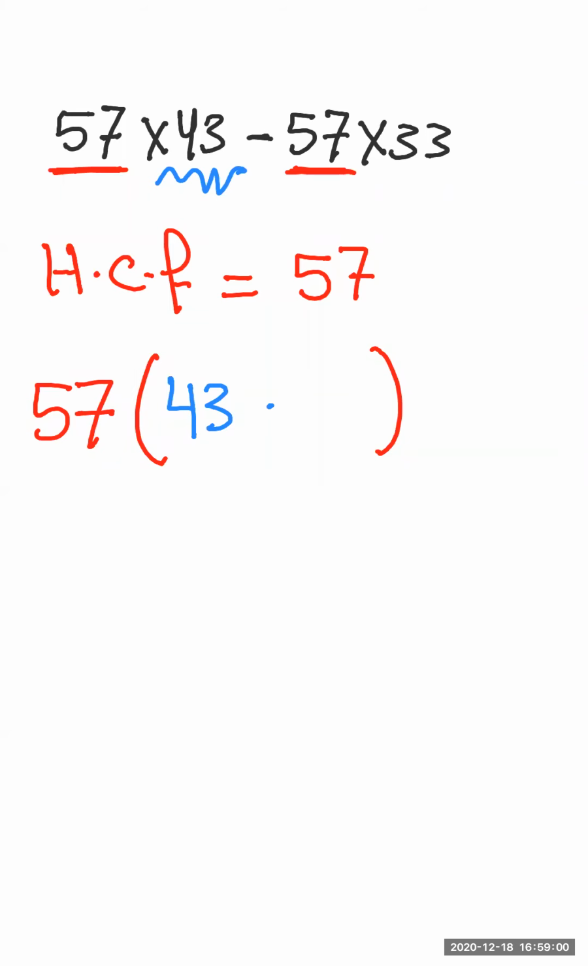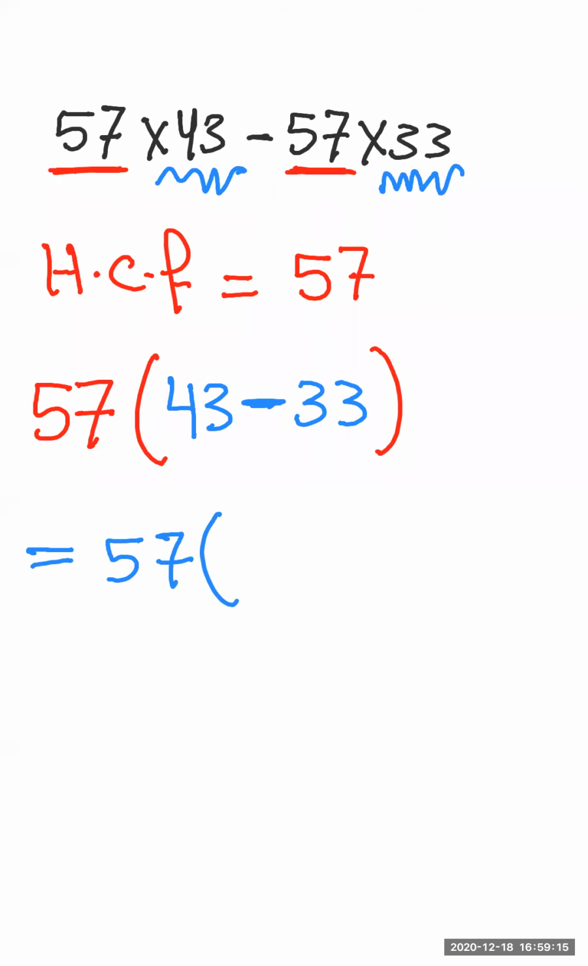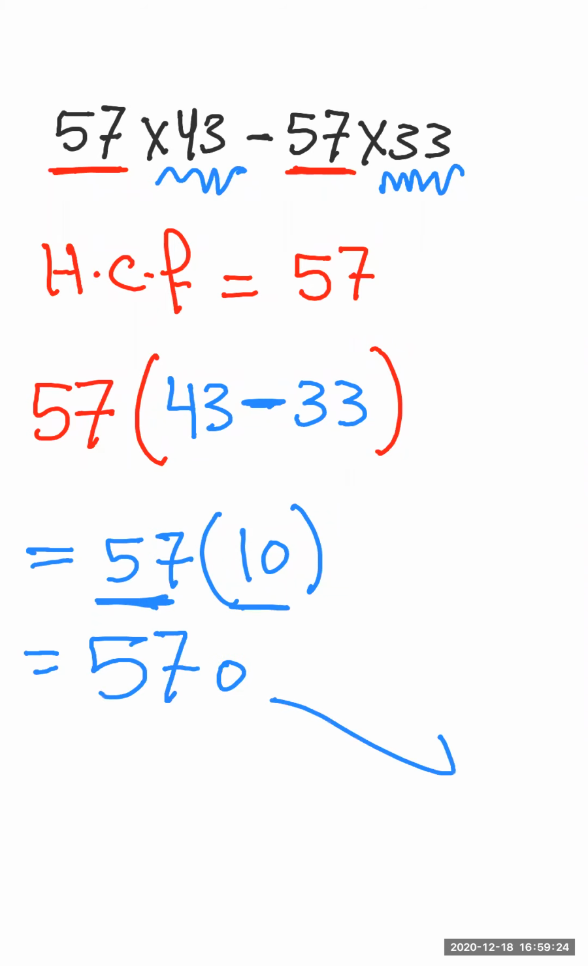Then the negative sign, or minus. Then what will be the remaining element here? 33, so minus 33. Okay guys, so now we can write down 57 times 43 minus 33, which equals 57 times 10, which means 570. One more example like this so that we can understand it.